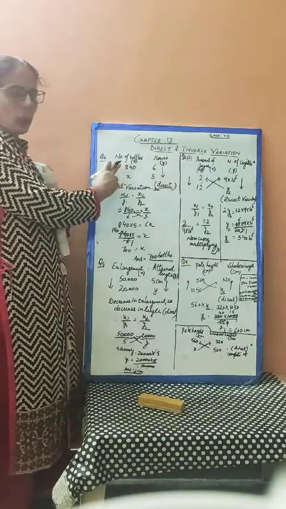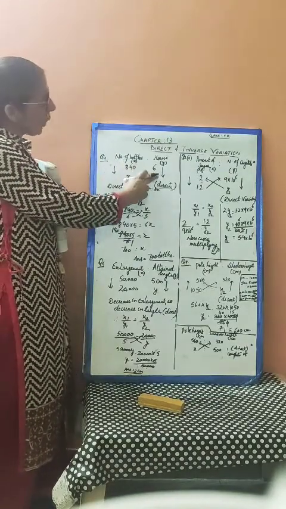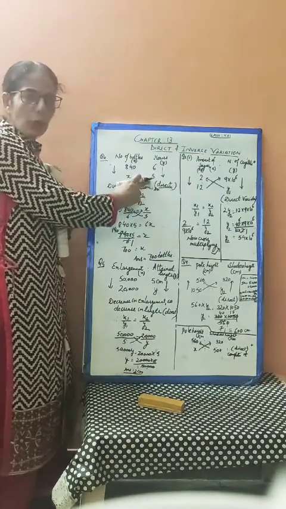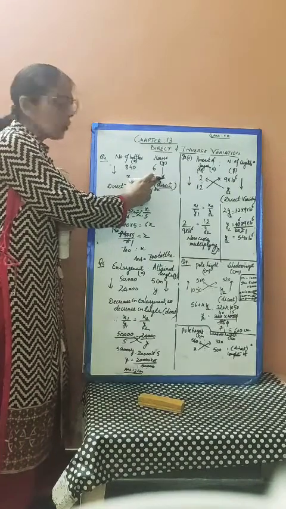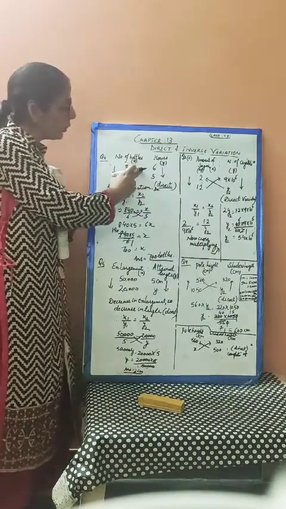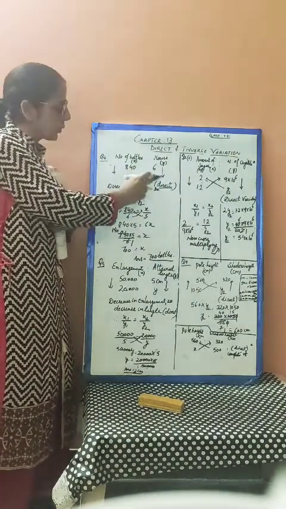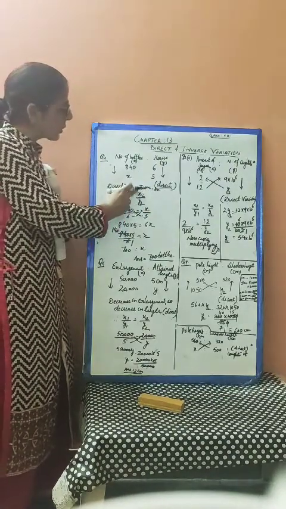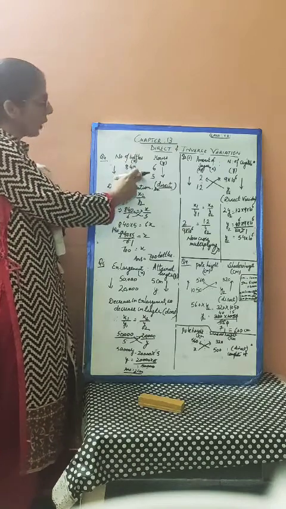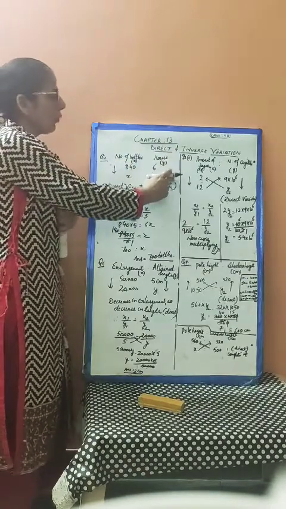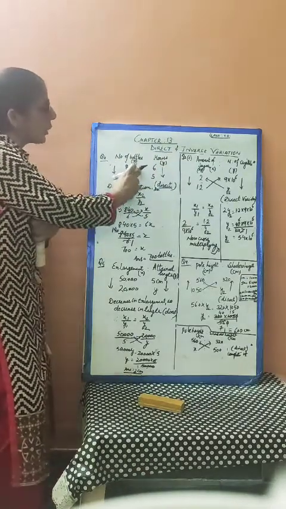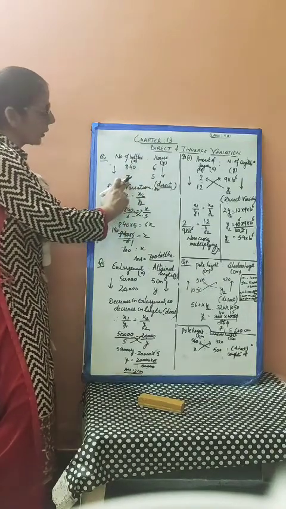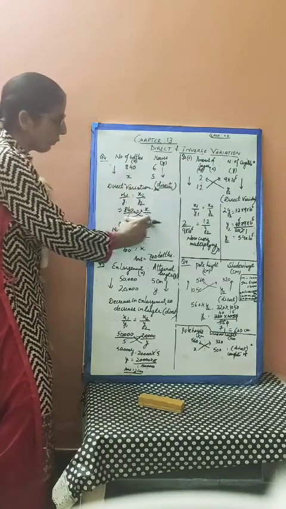It is given in question number 4: in a factory, 840 bottles are prepared in 6 hours. We have to find the number in 5 hours. Because hours are decreasing, the number of bottles will also decrease, so it's a direct variation. Direct variation means x1 by y1 is equal to x2 by y2. x we have taken for bottles and y for hours. So 840 upon 6 is equal to x upon 5, where x is unknown.